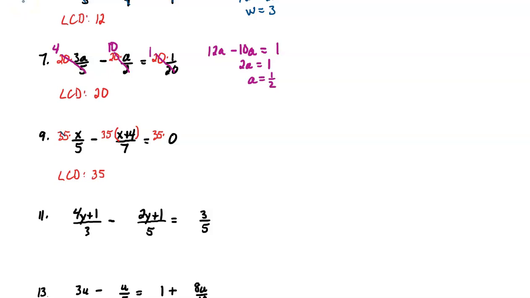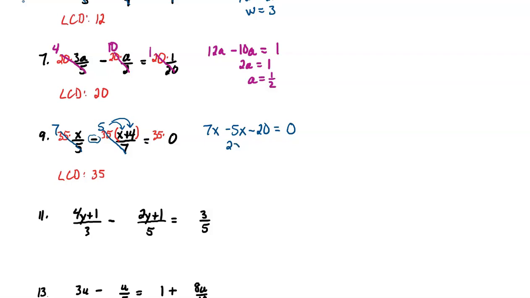Now the canceling. 35 over 5 reduces to 7. 7 times x is 7x. 35 over 7 reduces to a 5. In front of that 5 is the negative sign, so think of it as negative 5 and distribute it to both terms. Negative 5 times x is negative 5x. Negative 5 times 4 is negative 20. On the right side of the equals, 35 times 0 is still 0.